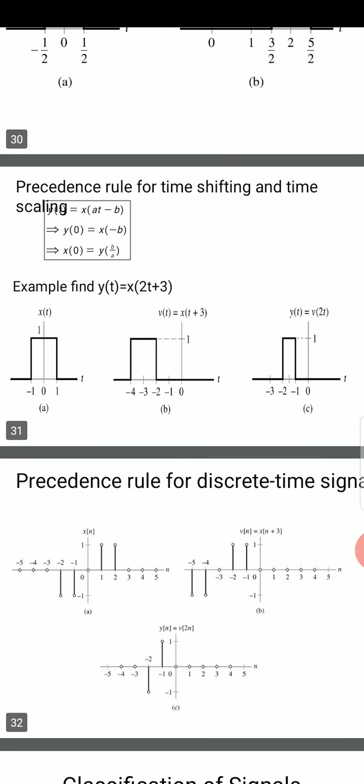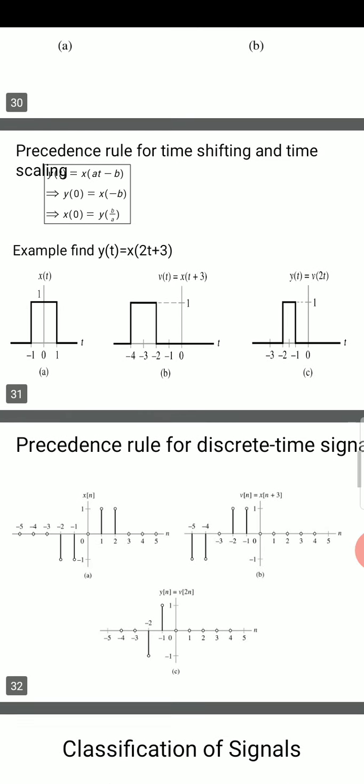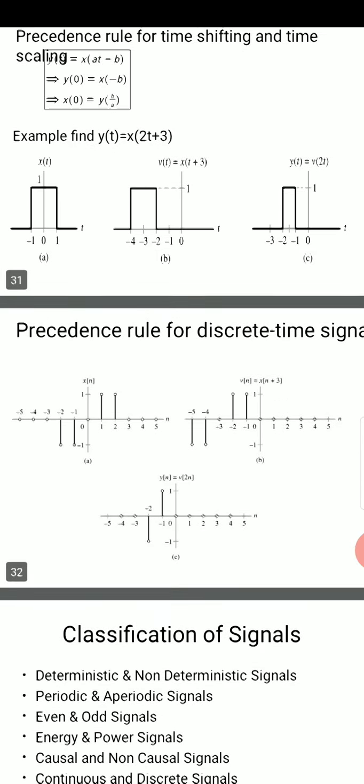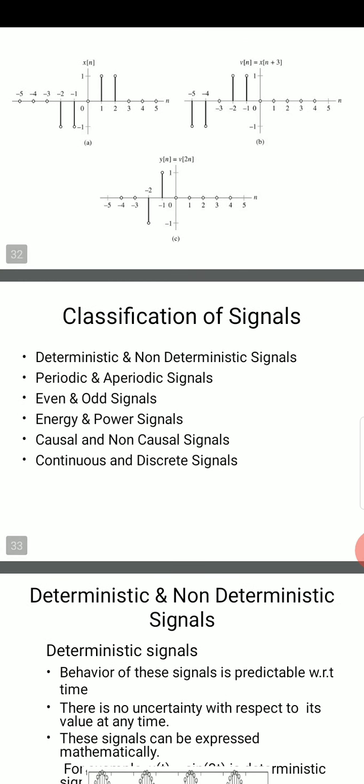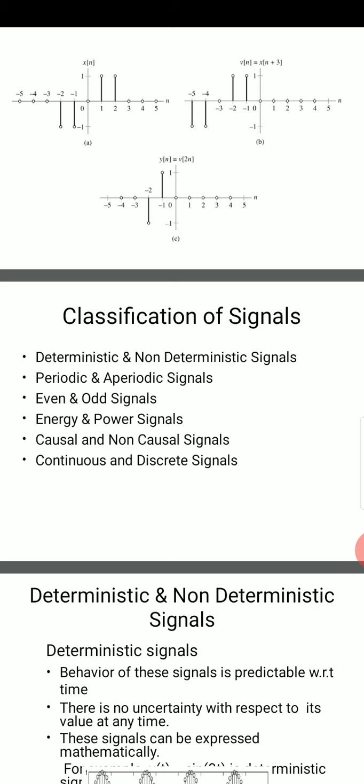Okay, the precedence rule of discrete-time signals. Now the classification of signals: deterministic and non-deterministic signals. What is a deterministic signal? A deterministic signal is one we can easily predict. That is a deterministic signal. A non-deterministic signal is a random signal that we cannot predict easily. Meteorological signals are all non-deterministic signals.